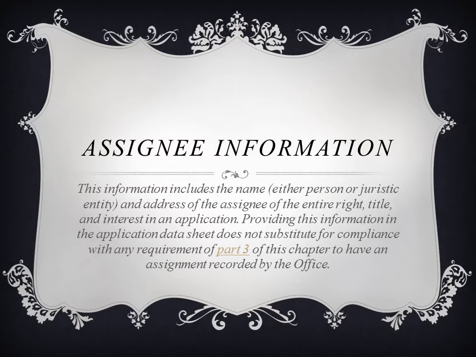Assignee information. This information includes the name, either person or juristic entity, and address of the assignee of the original right, title, and interest in an application. Providing this information in the application data sheet does not substitute for compliance with any requirement of Part 3 of this chapter to have an assignment recorded by the office.